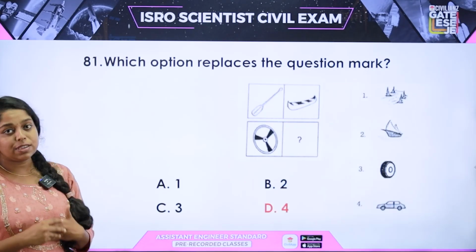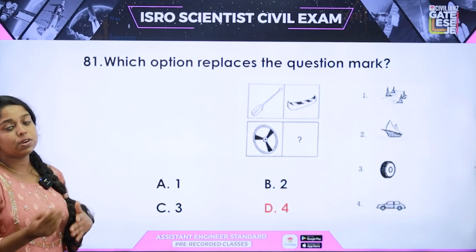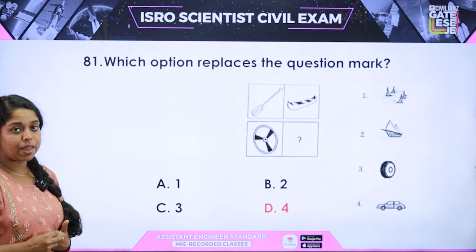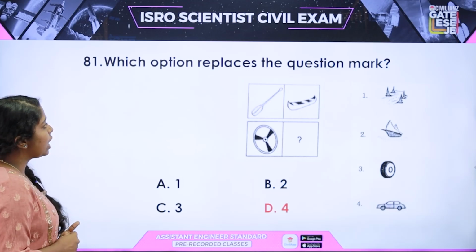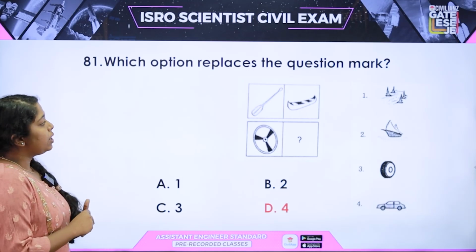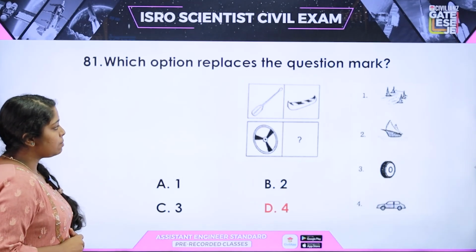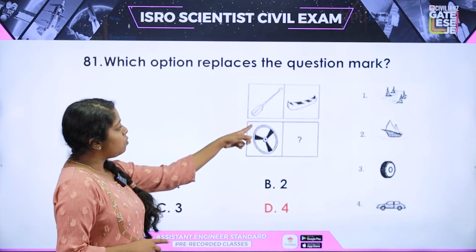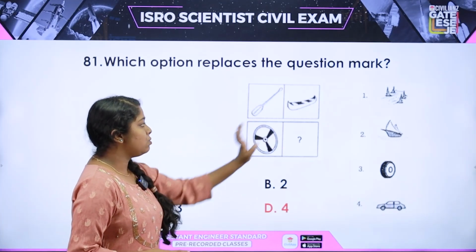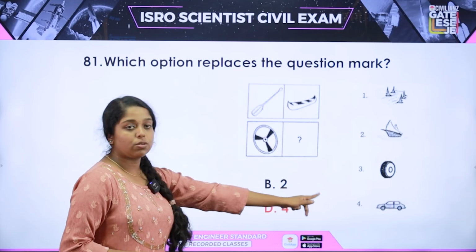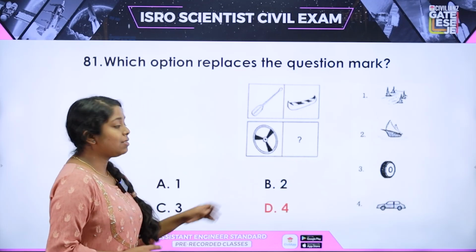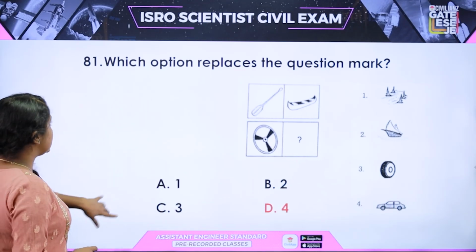Moving on to the 81st question. From the 81st question to the 95th question, the questions are from the aptitude section. We have been given a figure and we need to find out what replaces the question mark. At first, rover is given and it is related to boat. So for steering, from the 4 options, option 4, that is car, is the right answer. That is option D.